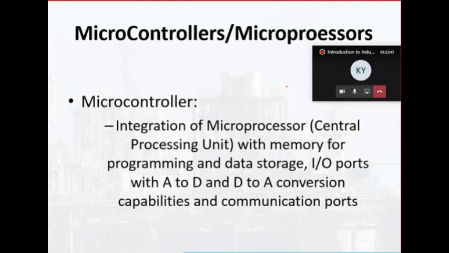I told you that a microprocessor can do some arithmetic or logical tasks, but you have to give some program or some control commands to the microprocessor. So if you want to use a microprocessor, you should integrate it with the system, right? For that purpose, you have to use many types of memories to store data, and also you have to create the interfaces to get connected with external devices. And also, when we use it in the real world, most of the signals or physical variables are analog, right?